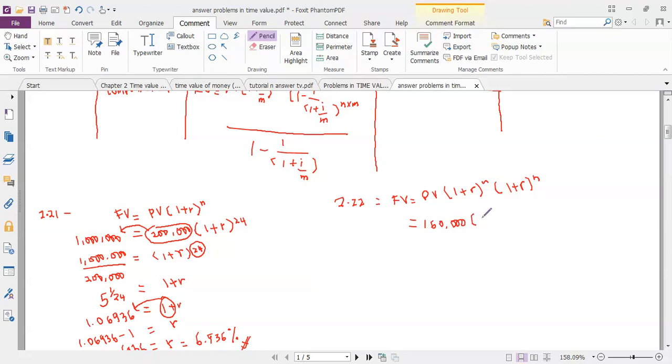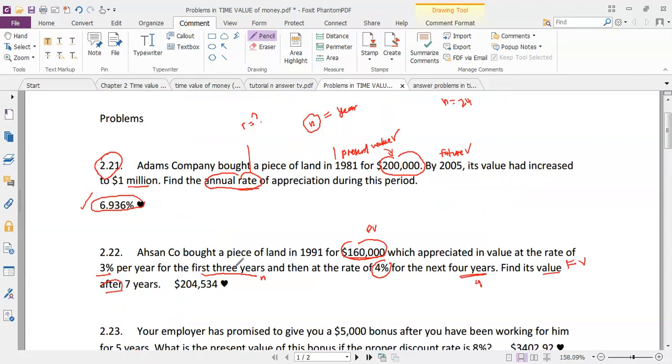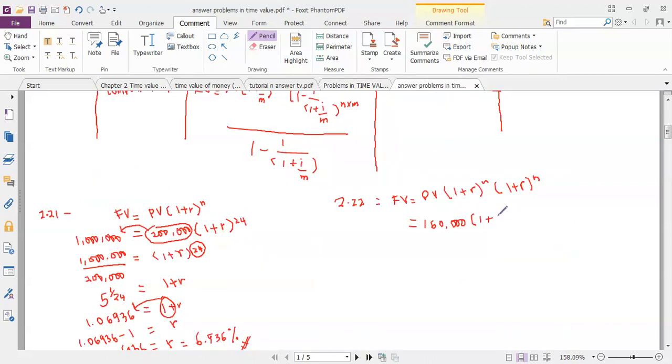Okay. And then 1 plus R. R for the first 3 years is 3%, so 0.03. The N is 3. And then multiply with another 1 plus R for the next 4 years, which is 0.04, to the power of 4. So then you just calculate what the figure is.